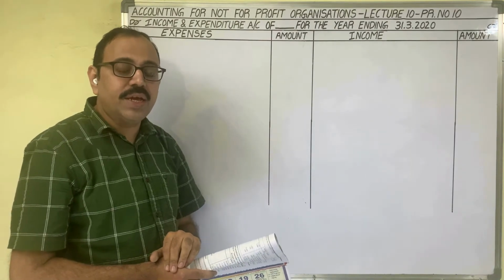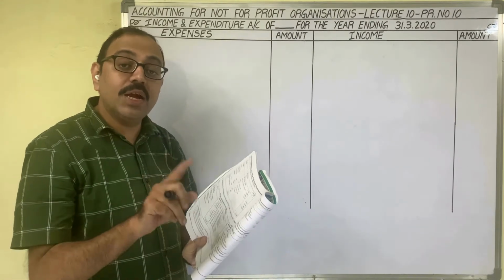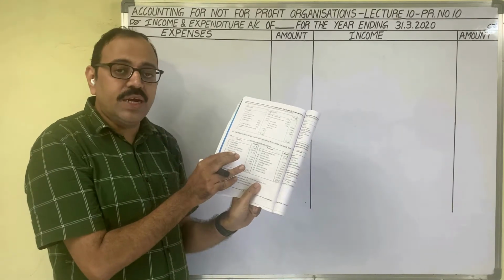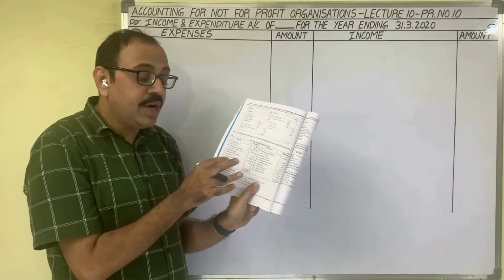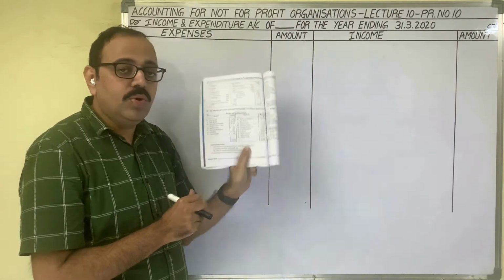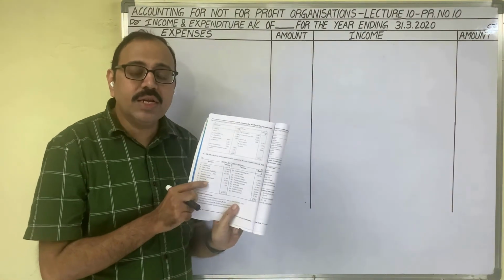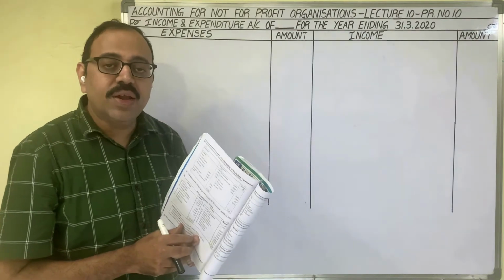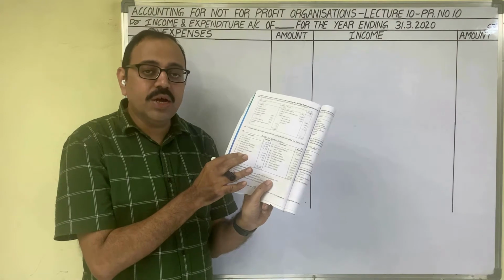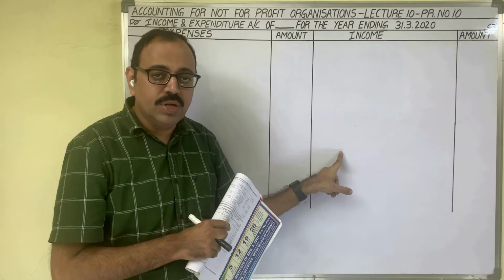For this period, he has given the receipts and payments account in the question and we have to prepare the income and expenditure account. In the receipts and payments account, debit side, receipt side, he gives capital receipts and revenue receipts both. In the income and expenditure account, only revenue receipts we have to show on the credit side. Capital receipts means rare incomes. Revenue receipts means regular incomes. So only regular incomes, revenue incomes we have to show on the credit side of this account.